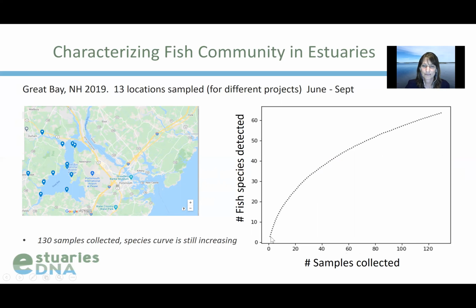This is the average, the mean number of species collected per sample. Obviously, there's a lot of variation. Some samples you might get none. Some samples we see up to 7 or 8 species in a sample. So it's very variable.